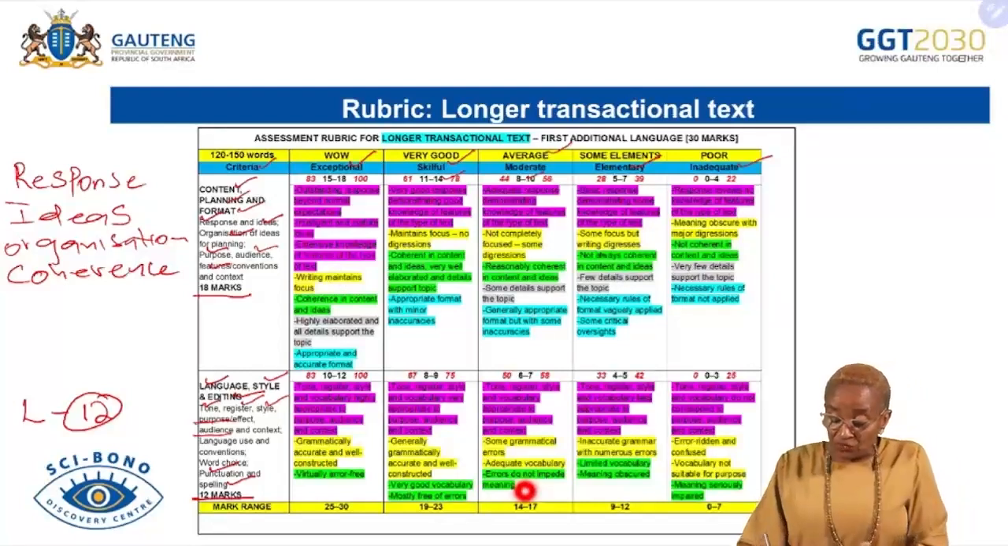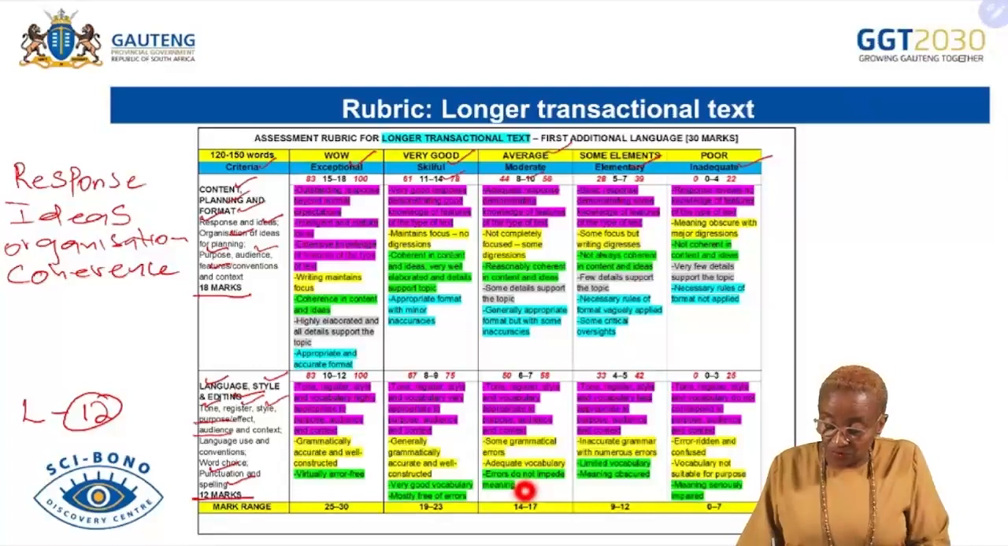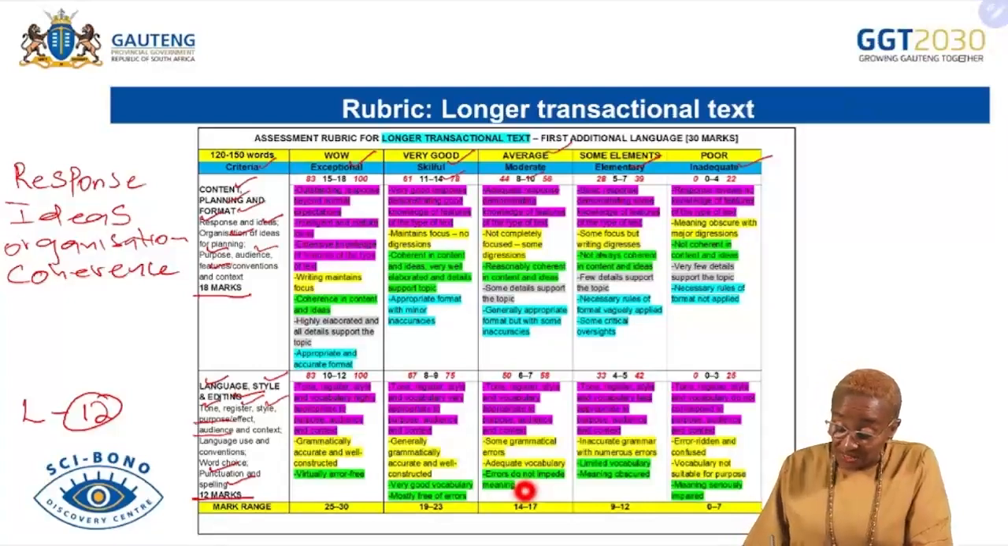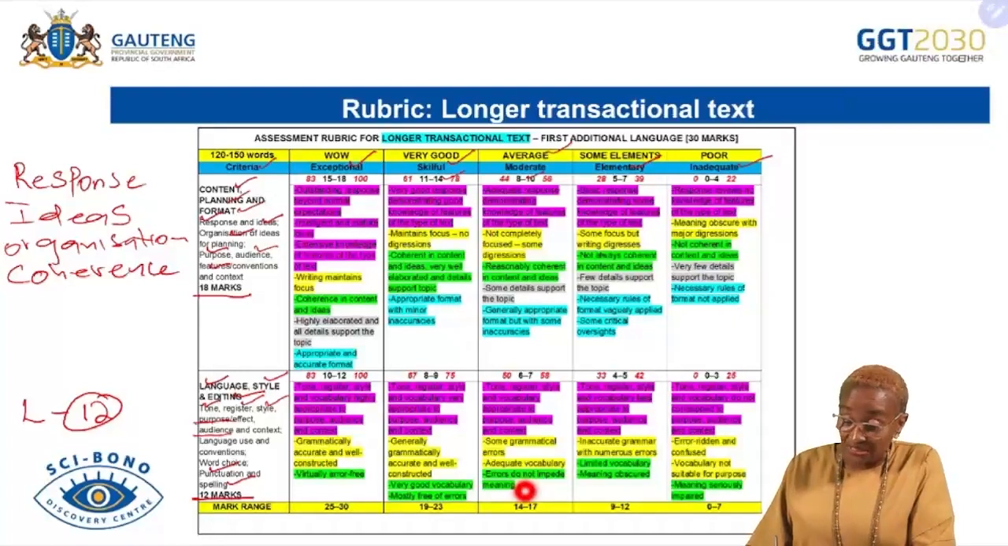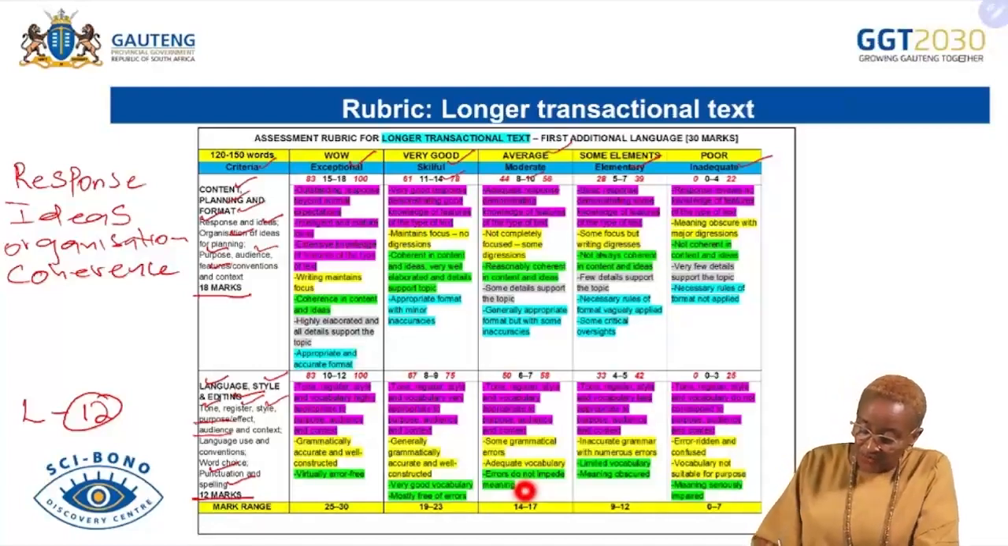The descriptors for exceptional, we've got outstanding response beyond normal expectations, intelligent and mature ideas, extensive knowledge of features of the type of text, writing maintains focus, coherence in content and ideas, highly elaborated and all details support the topic, appropriate and accurate format. Those are our descriptors.